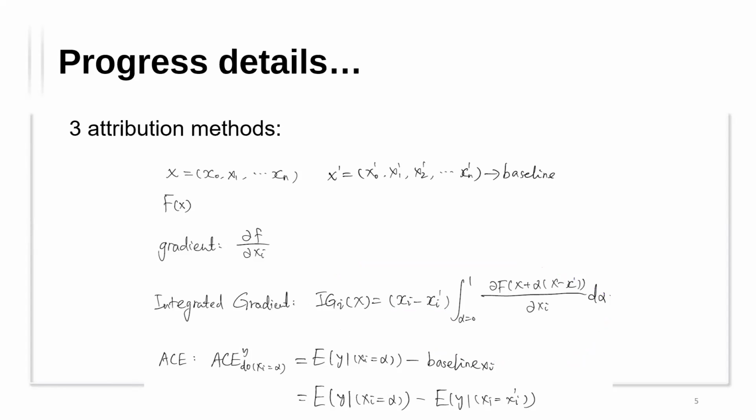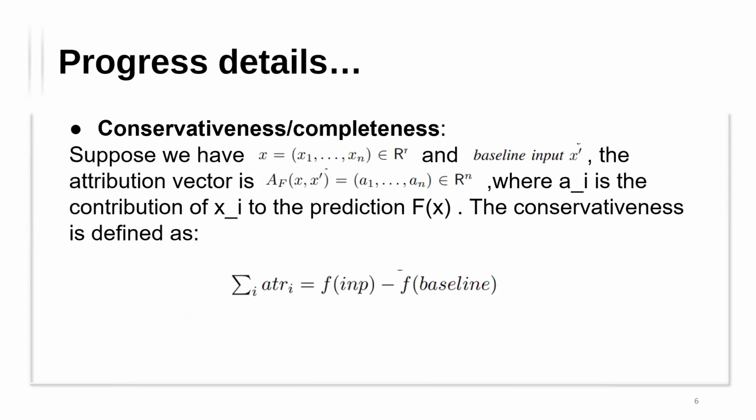Okay, you keep going. The first property an attribution method should follow is called conservativeness, or completeness. Suppose we have an input x and a baseline x prime. We can define the attribution vector as A(f), where A1 is the attribution of x1 and An is the attribution of xn to the output.